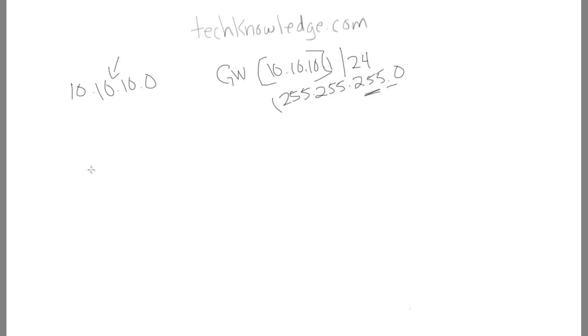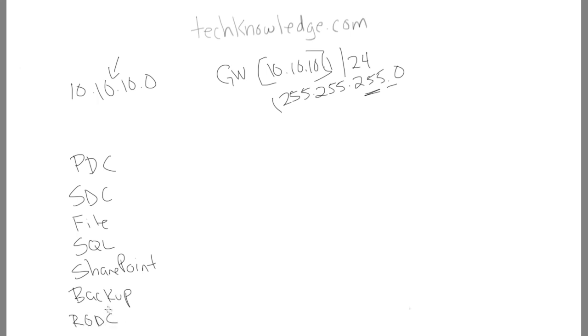But we need to separate our IP addresses so we can have our servers. So we have our primary domain controller. We're going to have our secondary domain controller. We're going to have our big file server. We're going to have our SQL server, our SharePoint, our backup, and I believe that was everything. Oh yeah, our read-only domain controller, and yeah, that's everything. So I did put a little design together.